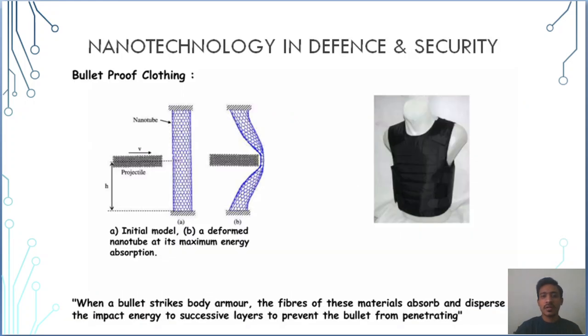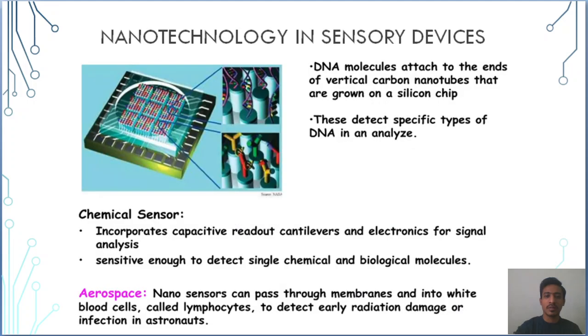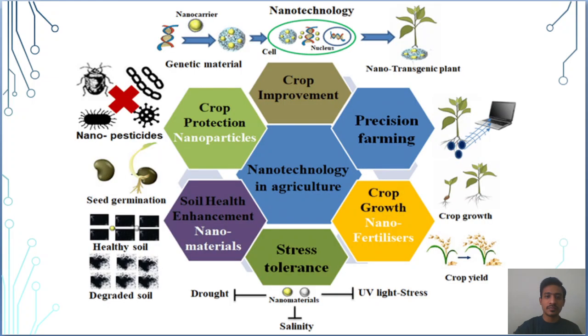In defense and security, bulletproof jackets are also made by the use of nanotechnology, which absorbs more and more shock from bullets and other objects. In sensory devices, there are nanosensors which are used in agriculture as well as in other areas, which use vertical carbon nanotubes grown on a silicon chip. So there are different types of nano-based chips which are used in biotechnology to analyze DNA samples, RNA samples, or in other areas.